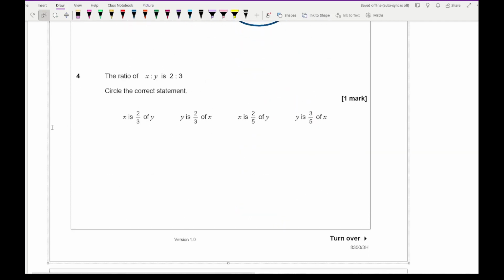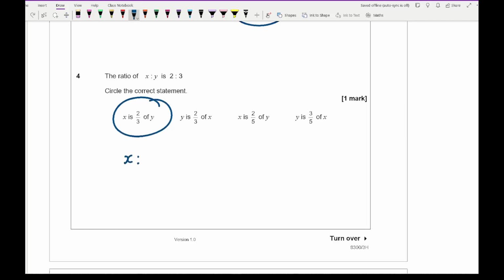With question 4, it says the ratio of x to y is 2 to 3. Circle the correct statement. The correct statement is x is 2/3 of y. The reason for that, let me quickly explain, is that if we write down the fraction with the 2 and the 3, then in terms of y, if we make y the subject, we take the 3 over, in which case we've got 2/3 of y.